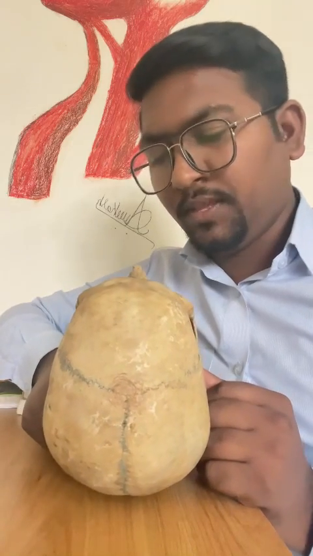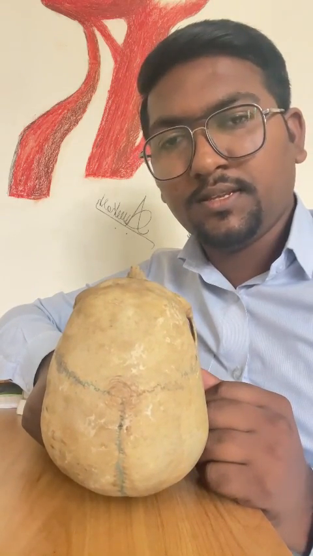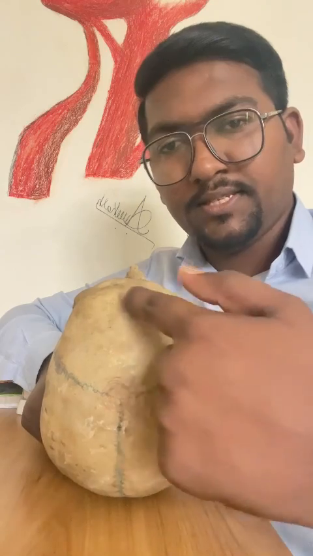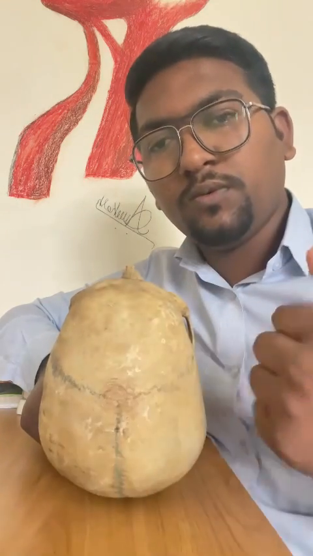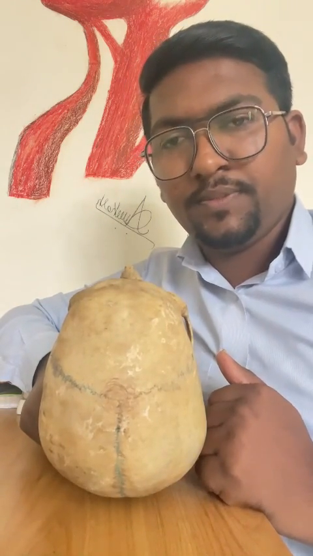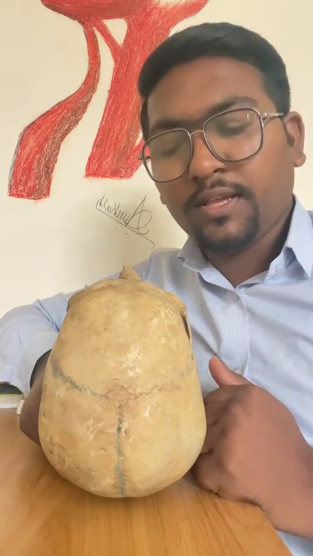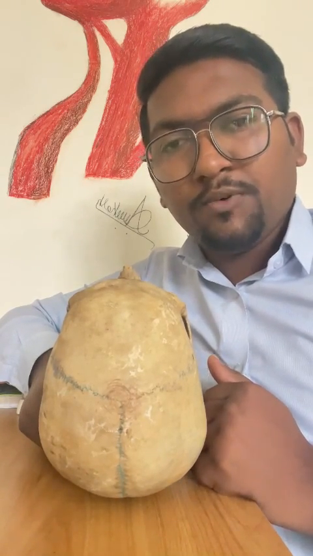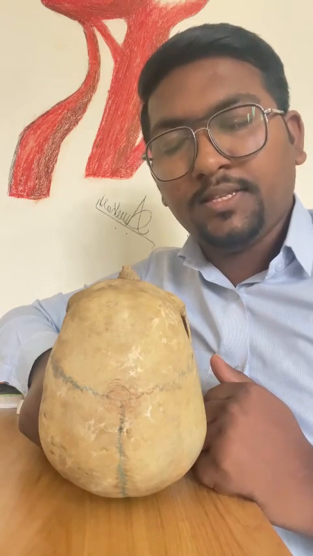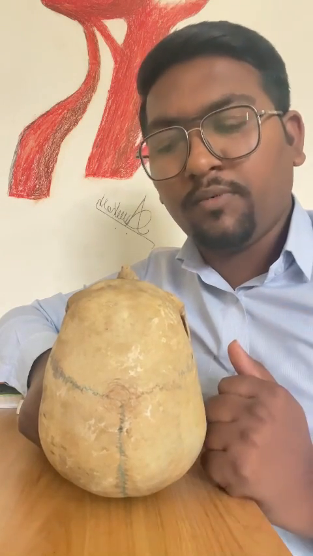From this side, how exactly does the skull look? We can see it is round to oval in shape almost. This is the shape of the norma verticalis. Now let us see what bones are present in the norma verticalis.